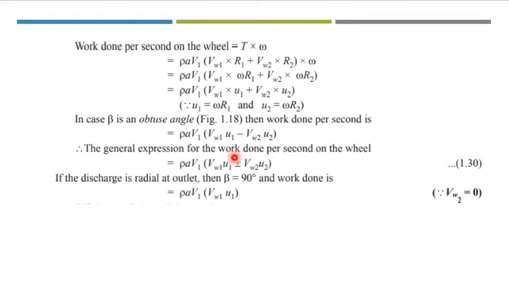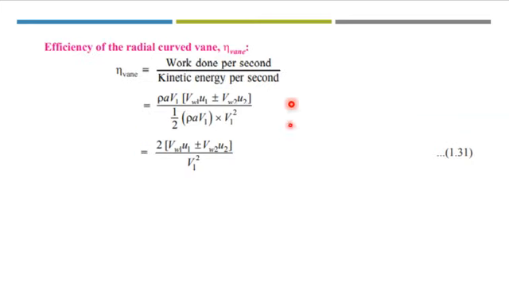So, upon entering this in the equation, we have the final equation for work done per second on the wheel. In case beta is an obtuse angle, the work done per second will become rho a v1 into vw1 U1 minus vw2 U2. And similarly, the general expression will be with a plus minus sign. And if the discharge is radial at outlet and beta is 90 degrees, then the work done equation reduces to this form, rho a v1 into vw1 U1, because in that case the whirl velocity at outlet will be 0.